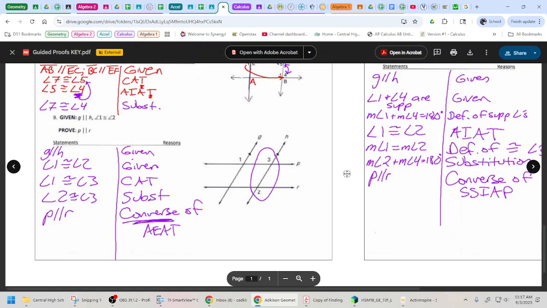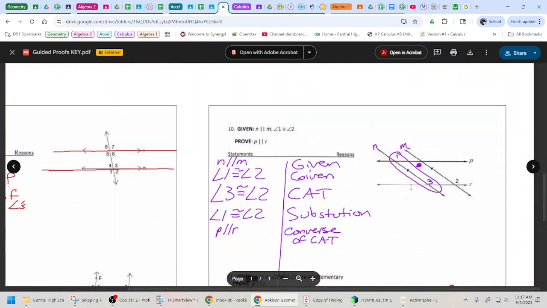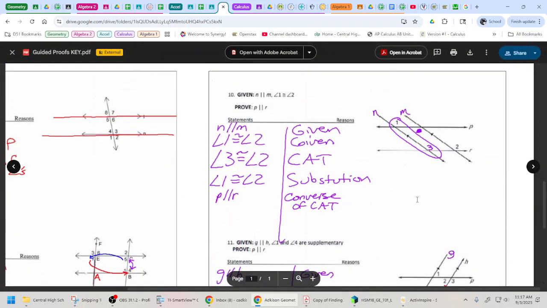Alright, over here. 10. So angles 1 and 2. Then 2 and 3 by corresponding. So we can substitute 1 and 2 and then converse of the corresponding angles theorem. 1 and 2. Something's up with my labels because those are not corresponding. Does it look like what you have? No.